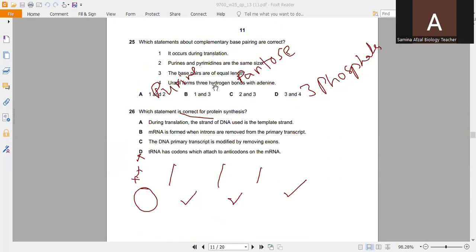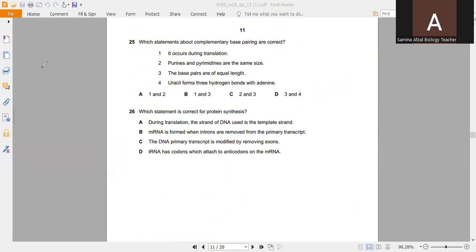Question number 25 is, which statements about complementary base pairing are correct? It occurs during translation. This is correct. Why is it correct? During translation, complementary base pairing occurs between the anticodon of transfer RNA and the codon of messenger RNA. So this statement is correct.